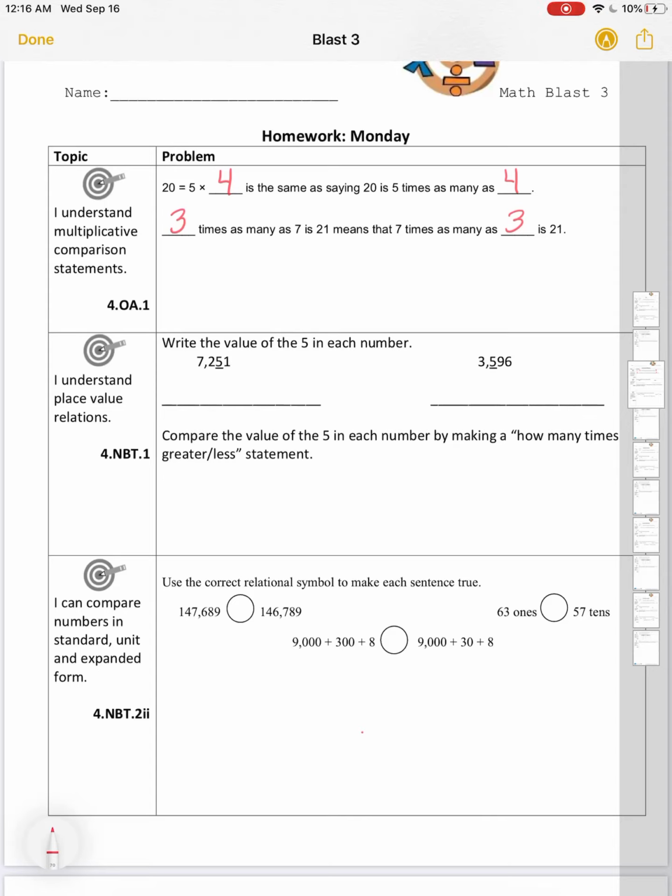I understand place value relations. Write the value of the 5 in each number. 7,251 has a 5 in the tens place, which represents 50. 3,596 has a 5 in the hundreds place, which equals 500.